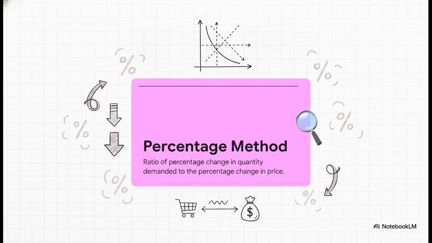Let me show you. But before we throw any complex math at the wall, let's just ground ourselves in the core human-readable definition. Our source material tells us that the percentage method, which, by the way, you might also hear called the ratio or proportionate method, measures price elasticity of demand simply as the ratio of the percentage change in quantity demanded to the percentage change in price. That is literally it. We are just comparing how much the amount people buy changes, as a percentage, against how much the price tag changed, also as a percentage. It's a super simple comparison. You've got your cause on the bottom and your effect on the top.